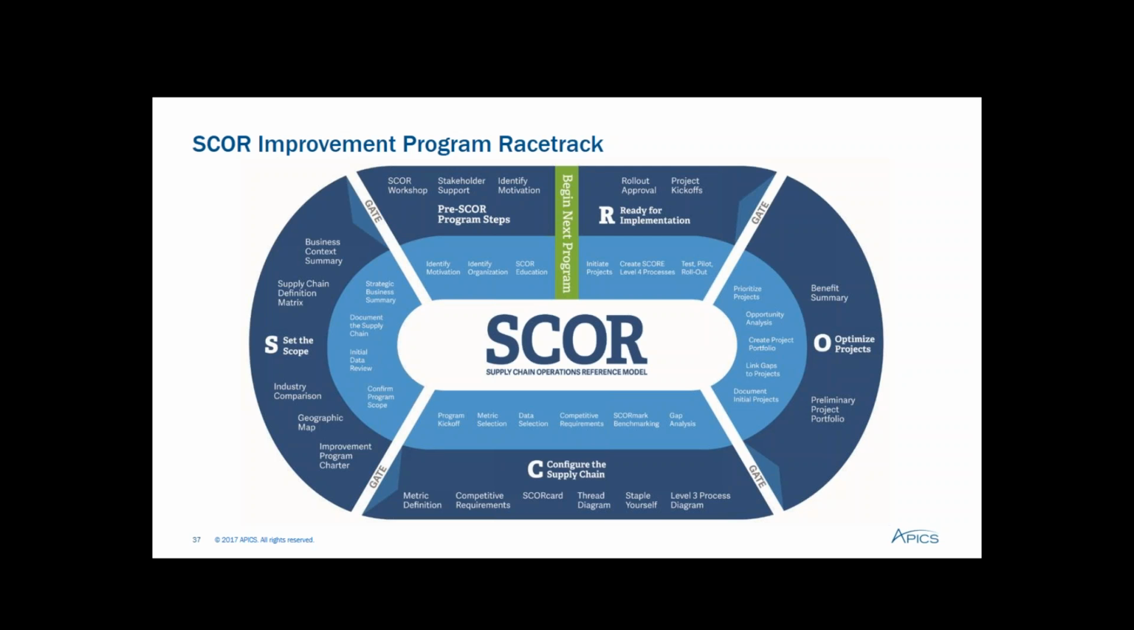Activities in implementation center on implementing a single project in the portfolio. SCOR Level 4 processes are developed per the project's requirements. All process changes are then tested, piloted, and rolled out to the supply chain. Once completed, the improvement team selects the next project from the project portfolio, and a new improvement project cycle begins.